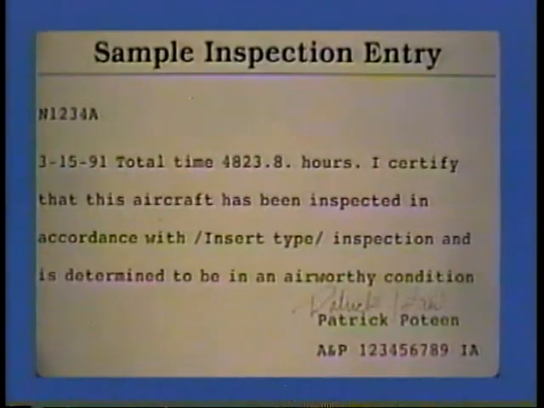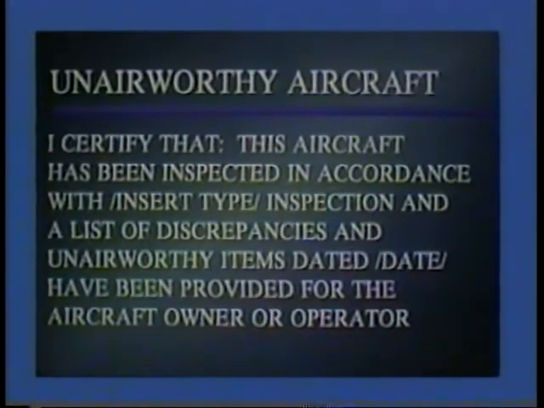Here's a sample inspection entry for an airworthy aircraft. The aircraft is identified by N number, date, total time, the kind of inspection that was performed, and the name and certificate number of the person performing the inspection. Here's a statement you use for an unairworthy aircraft. Note that a list of discrepancies and unairworthy items must be given to the owner or operator.